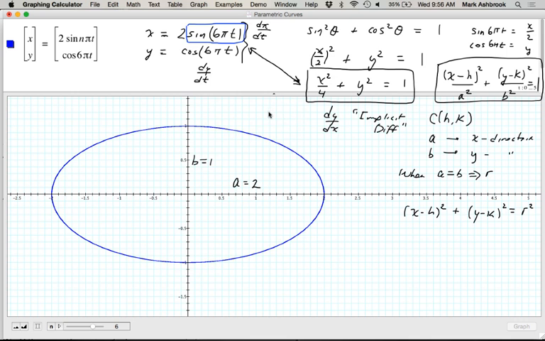And so that's with respect to increasing t, right? That's what we're talking about. When t increases, how are the points generated? Figure it out any way you can.